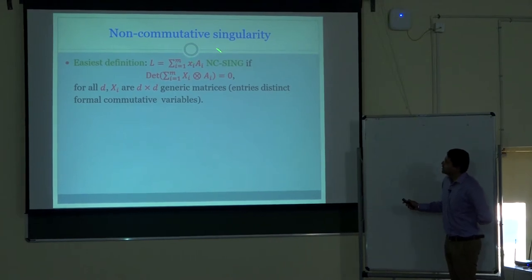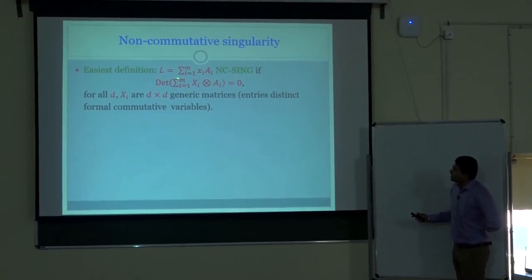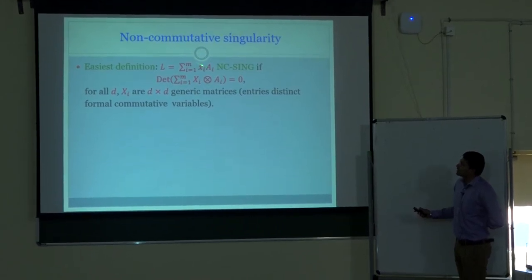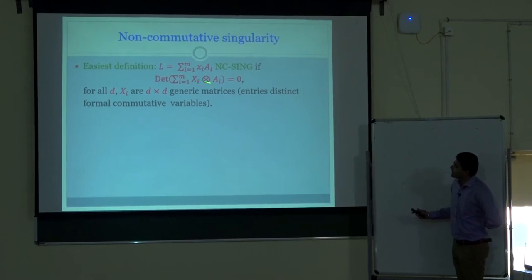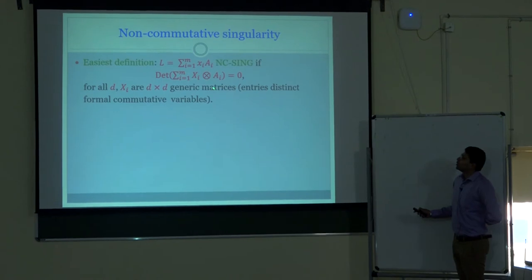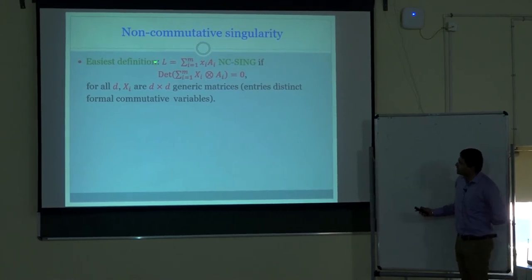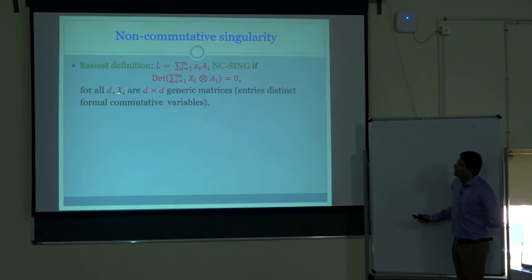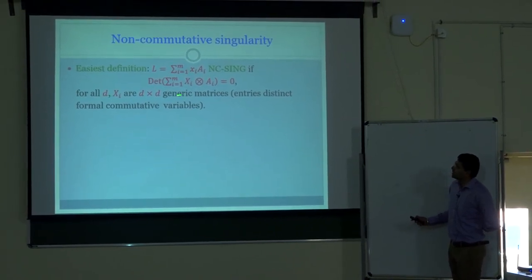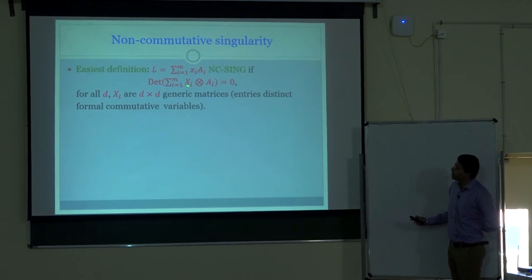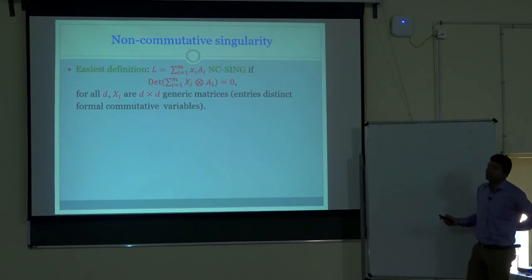We'll call this symbolic matrix non-commutative singular if, whenever you plug in matrices for these variables xi and take a tensor product with Ai, the determinants turn out to be zero. So this matrix is said to be non-commutative singular if the determinant of this expression is zero for all dimensions d and for all d by d matrices that you plug in. Before, we were just plugging in one by one matrices, which captured the Edmonds problem. Now we define a non-commutative version of Edmonds' problem where we plug in matrices of all dimensions. This is the definition of a matrix being non-commutative singular.